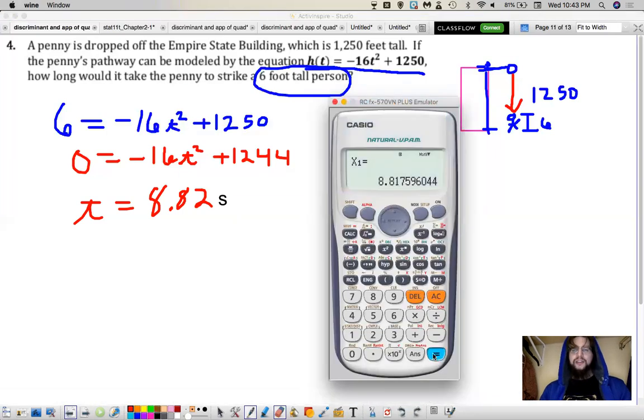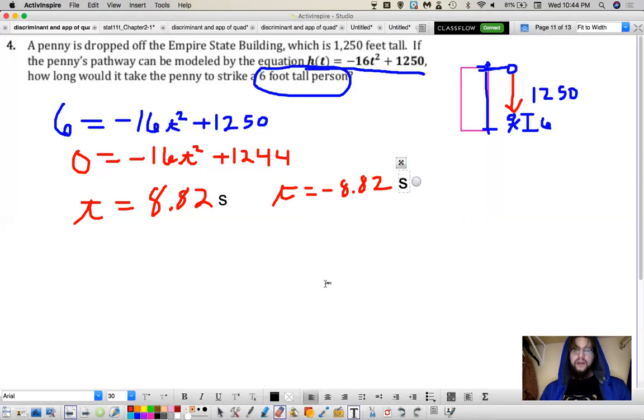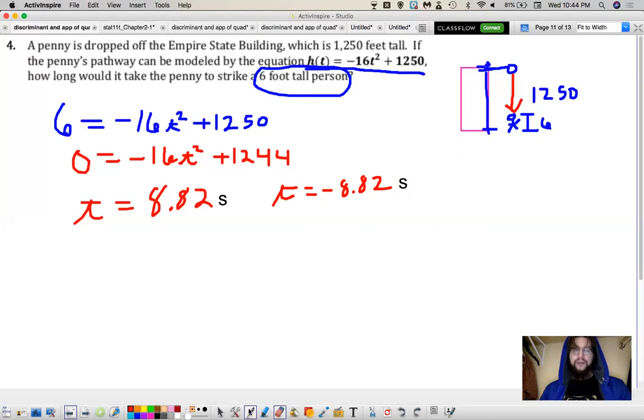Oh, it's a quadratic. I got another answer, and it's negative 8.82. Okay. Yeah, no, this can't be happening, huh? If we look at the context of the problem, a negative time does not make sense. Sometimes it does, not this time. Remember how this is a quadratic, so that's why we got that negative time.